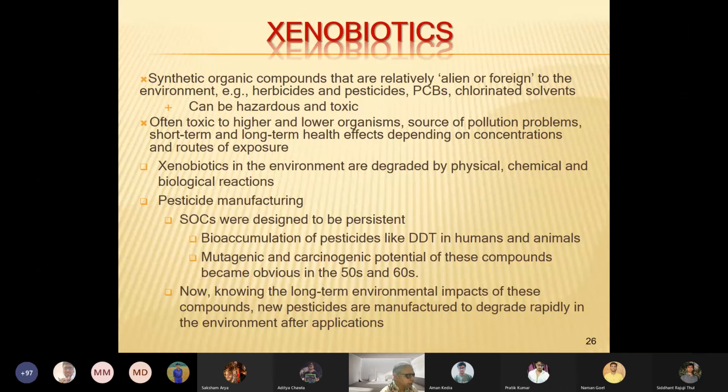Now, these synthetic organic chemicals can be toxic to higher and lower organisms. We saw that in the previous topics. They are a source of pollution problems. They can cause short-term as well as long-term health effects depending on concentration and routes of exposure. Now, xenobiotics can be degraded by physical, chemical, and biological reactions. We'll take a look at all of them in subsequent slides.